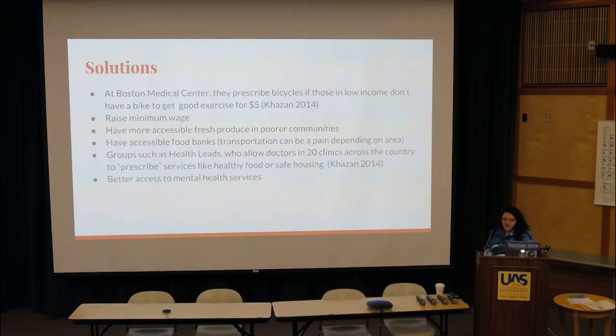So here are some of the solutions that I've either read in articles or seen for myself. There's an article that I read that explained that Boston Medical Center prescribes bicycle memberships for $5 instead of the $85 it originally costs, for their patients in poverty, because a lot of the time they don't get the good exercise that they need. Usually the doctors will ask them, do you have a bike? If they say no, they prescribe them a year-long membership for a bike hub that they have in Boston, so they can use that whenever. I think that would be pretty great if most places could do that.